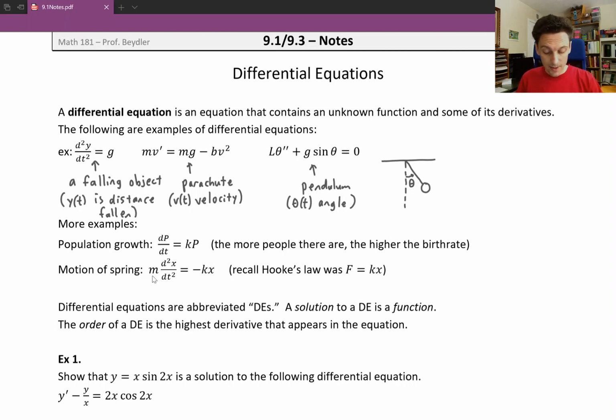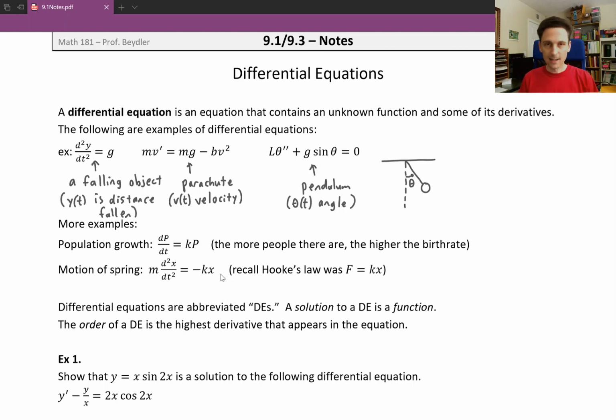The last example is the motion of a spring. So we have m times the second derivative of x with respect to t equals negative kx. This is actually the differential equation version of Hooke's law. Hooke's law was F equals kx. Remember, that modeled the force that the spring acts on an object, where x is the distance away from its natural length. Here you'll notice that there's a negative kx instead of a kx.